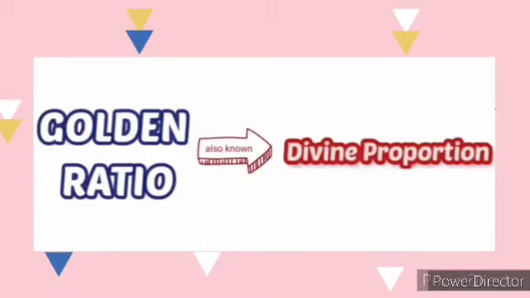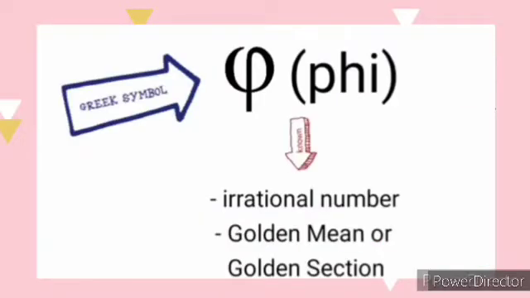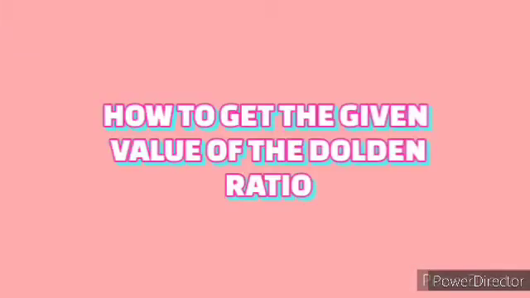And the golden ratio is also known as the divine proportion because human beauty is based on divine proportion. The Greek symbol is phi, also known as the golden mean or golden section. The value of the golden ratio, phi, is 1.618603398874989448... How to get the given value of the golden ratio?